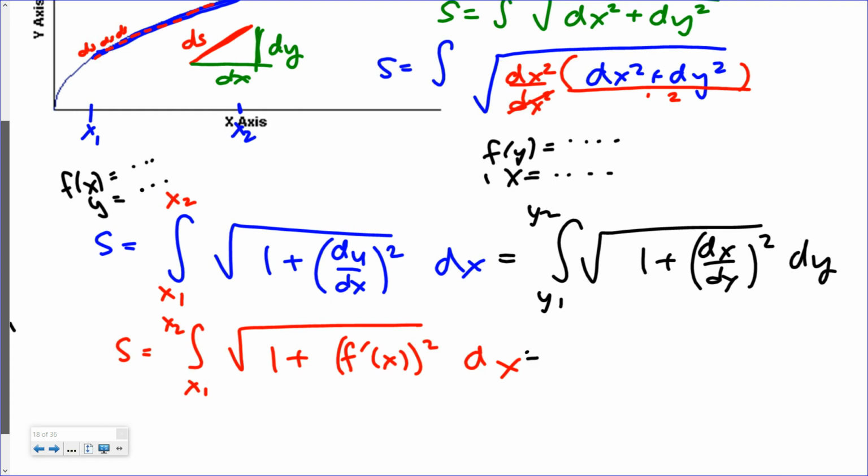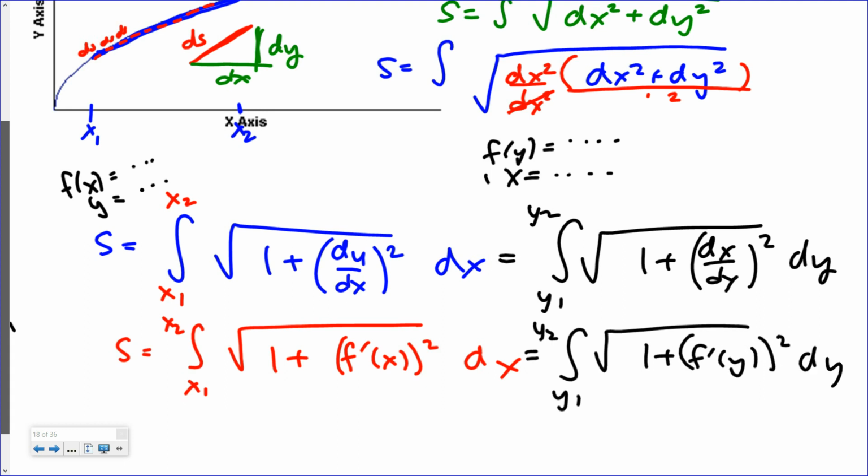Down here, the equivalent of this would be the integral from y1 to y2 of the square root of 1 plus f prime of y squared dy. I just want to write this, and I'll leave it on the slides to make sure you understand. I know it's not in your pink sheet, but you need to understand that if it were written another way, you could use these formulas to get the arc length also.